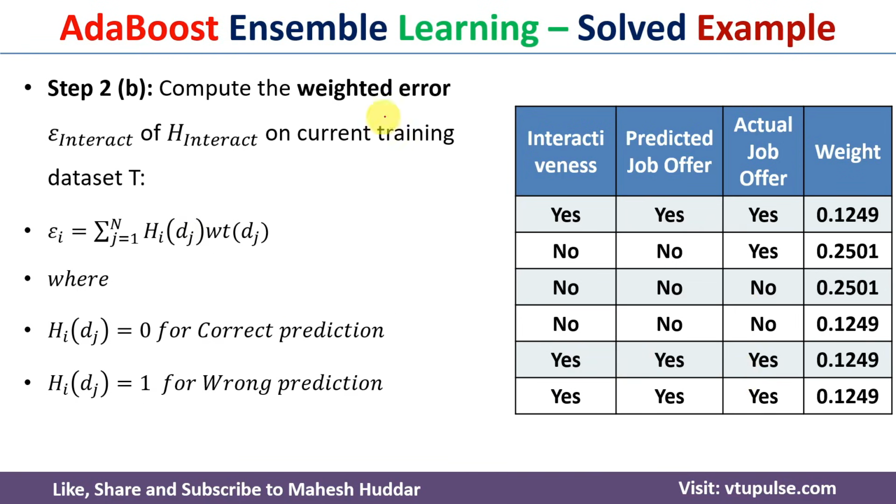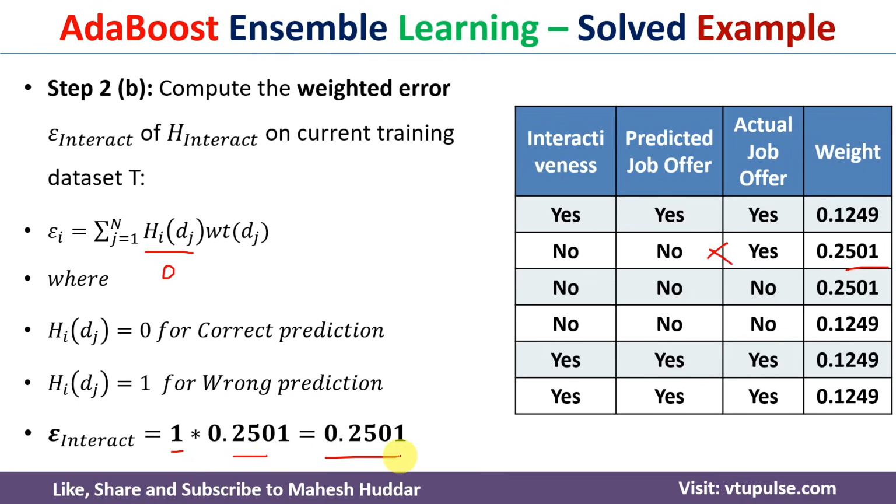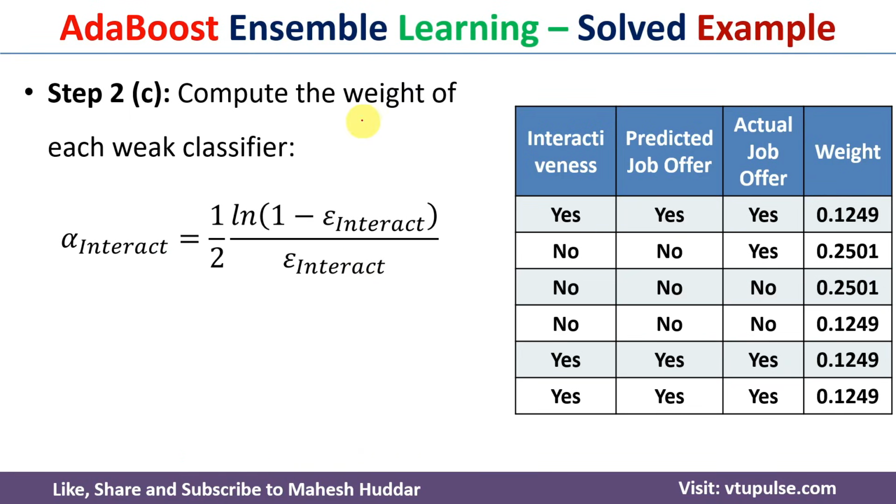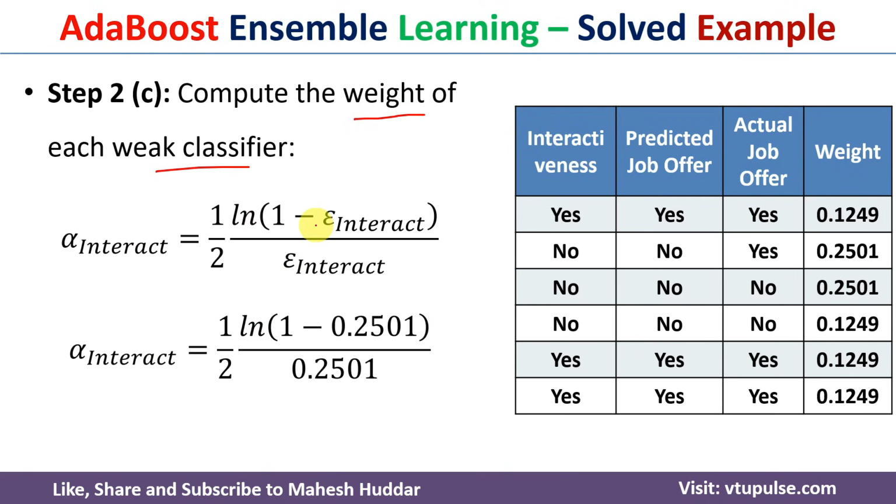Now we need to compute the weighted error here. The weighted error is: for a correct classification, h of dj is equal to 0, and for an incorrect classification it will be 1. That's the reason, as there is only one incorrect classification, 1 multiplied by its weight gives the weighted error for interactiveness, which is 0.2501 in this case. Once you calculate the weighted error, the next step is to calculate the weight for the weak classifier. I have already explained this equation for the previous decision stump. The same thing will be repeated here. Now we will get the weight for the weak classifier as 0.5490 in this case.